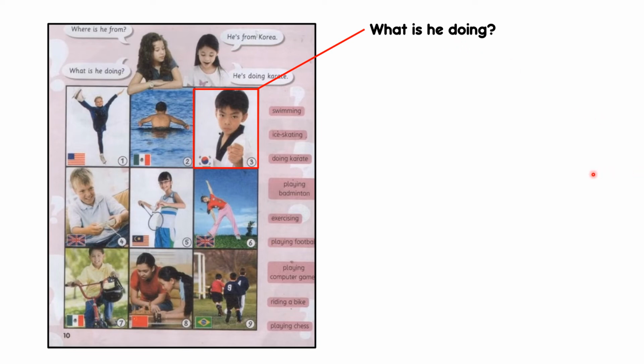Remember the format that we discussed just now? We have to look back at the question. What is he doing? Is and ing. So the answer should have is and also ing. So the answer here is he's doing karate. There is already is and ing. When we want to write the complete sentence, the answer should be he's doing karate.